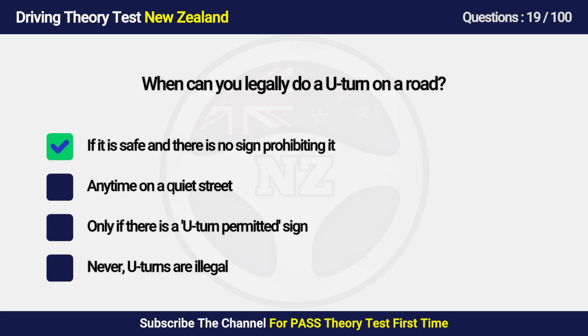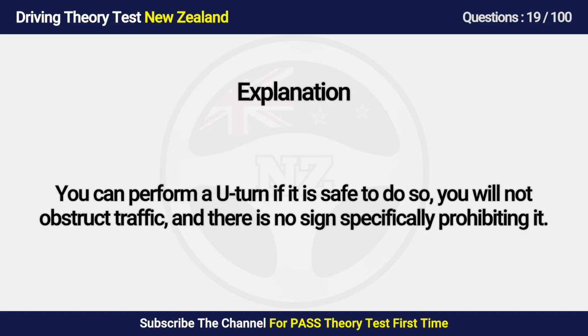Answer is A. If it is safe and there is no sign prohibiting it. You can perform a U-turn if it is safe to do so, you will not obstruct traffic, and there is no sign specifically prohibiting it.